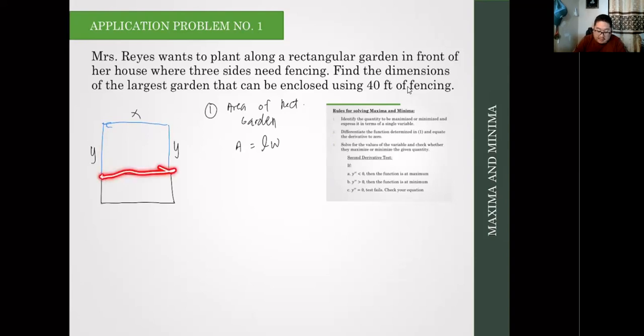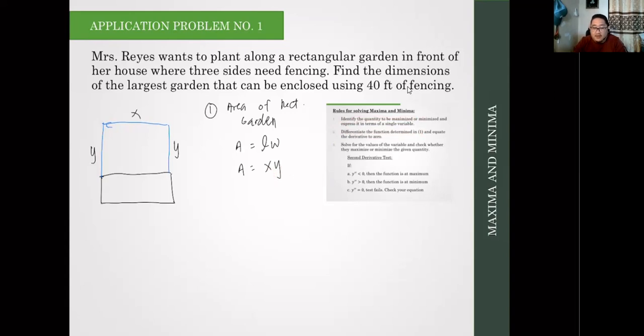Yun yung perimeter na ilalagay niya dito. Kasi ito, di man natin ito pwedeng bakuran kasi ito yung front ng bahay niya. So ito yung fencing na gusto niyang ilagay doon sa bahay niya, no? Doon sa harap ng bahay niya para ma-enclose yung garden na tina-target mo. So yung area of rectangular garden mo will be, kung length times width tayo, so x times y lang tayo. Yan yung area natin. Yan yung ima-maximize natin. Pero sabi nga sa number 2 dito, kailangan, ay sa number 1 pa din, kailangan in terms siya ng single variable lang. Okay? Dito ang variable mo, x at y. So kailangan dapat in terms of x lang siya.